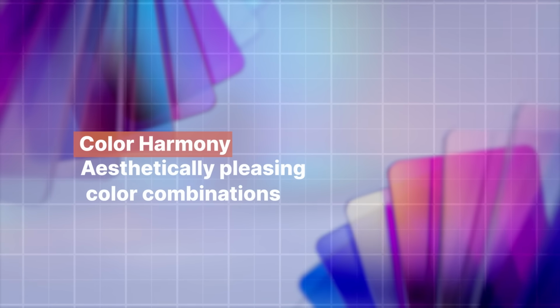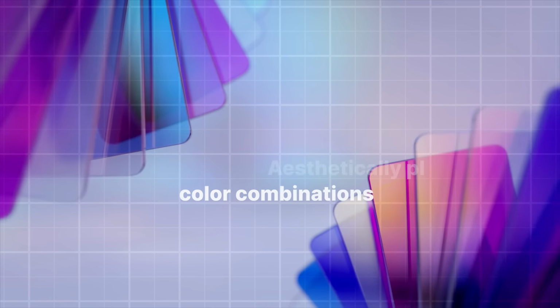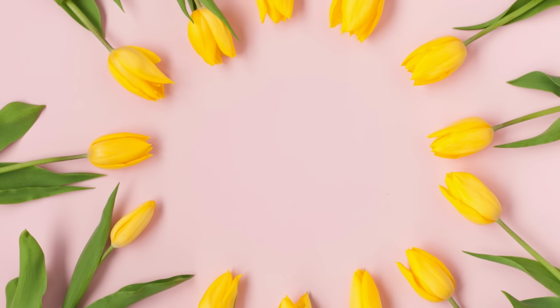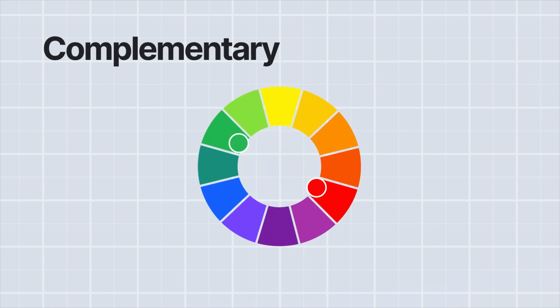Now let's take a look at color harmonies. Color harmony refers to colors that look appealing, balanced, and just work beautifully together. So let's take a look at some essential color harmonies that can get you started on creating your own color palettes. The first color harmony is complementary.